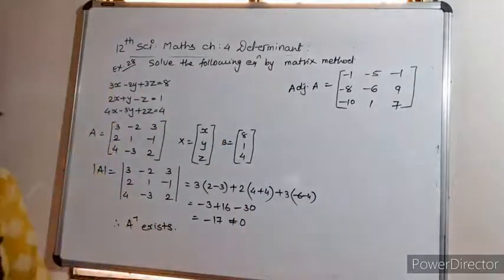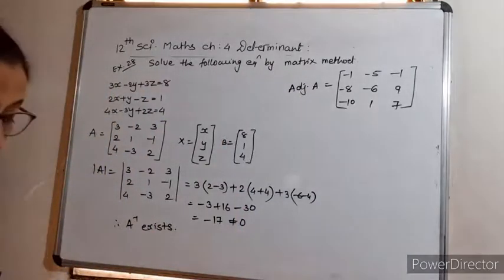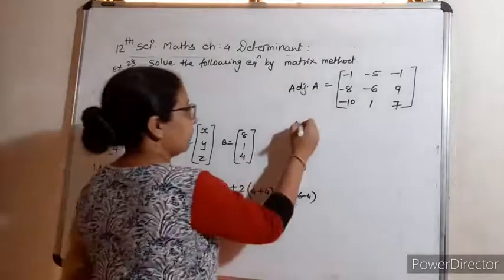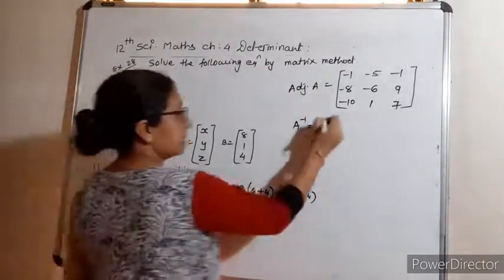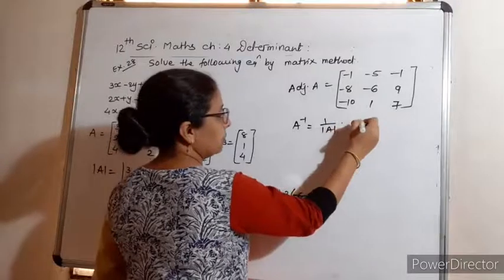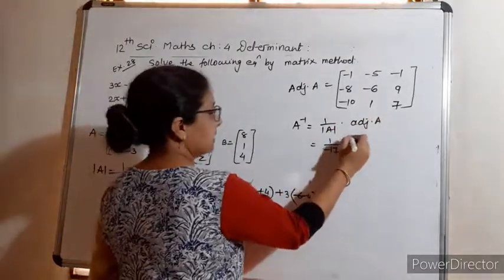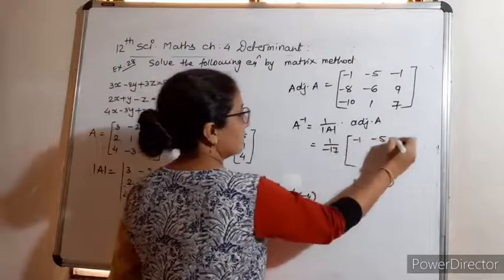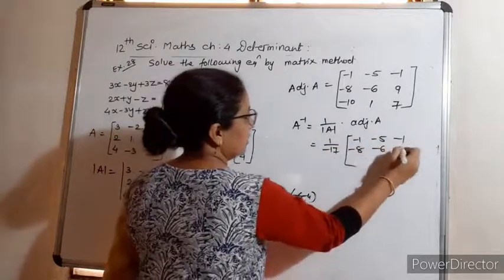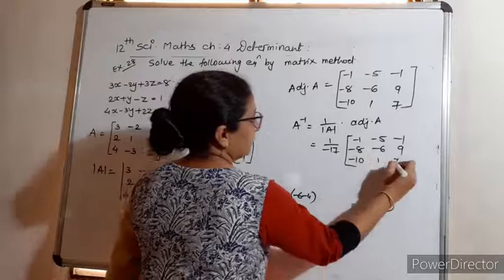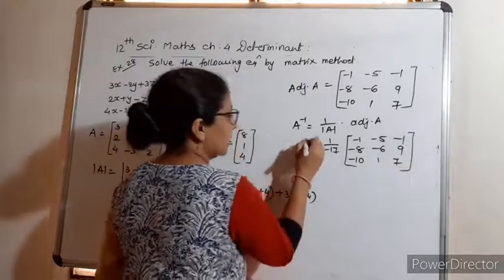In the last period, in the last lecture, we saw just how to find the adjoint and write the direct answer, right? Okay. Now we'll write A inverse is equal to 1 upon determinant into adjoint of A. 1 upon minus 17, minus 1, minus 5, minus 1. This is our A inverse.